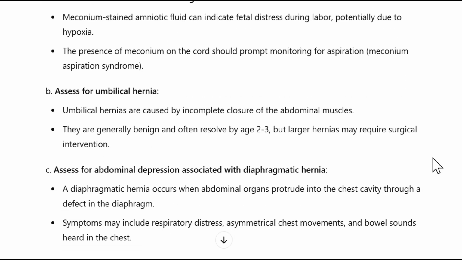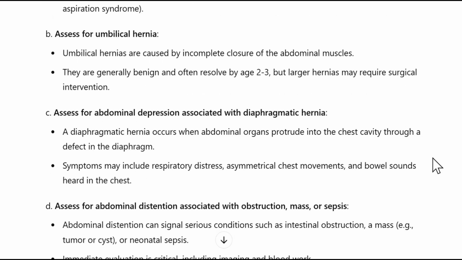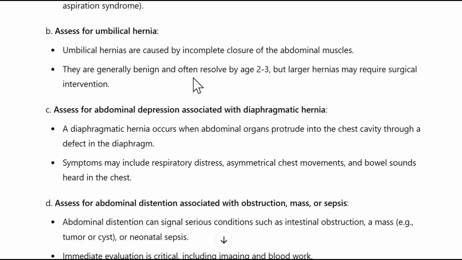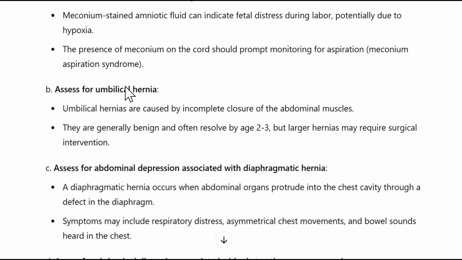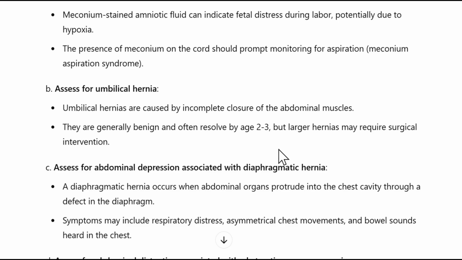B. Assess for umbilical hernia. Umbilical hernias are caused by incomplete closure of the abdominal muscles. They are generally benign and often resolve by age 2 to 3, but larger hernias may require surgical intervention.